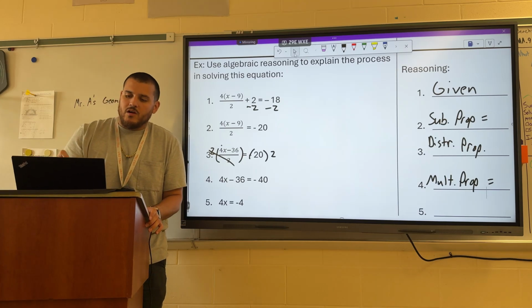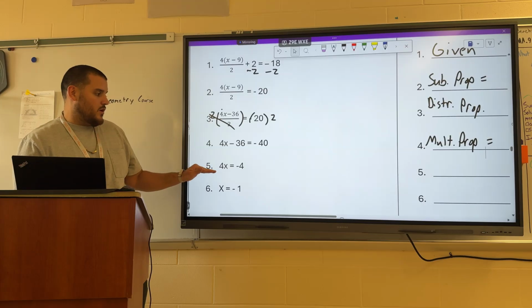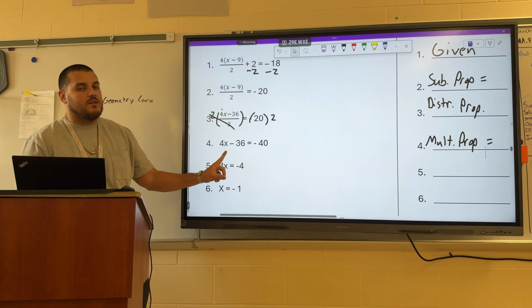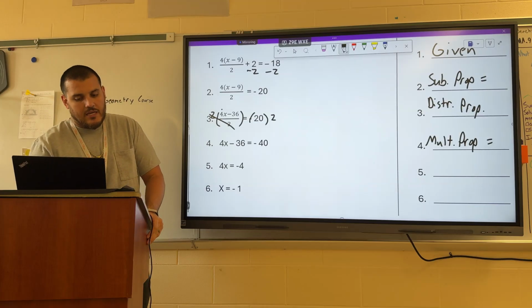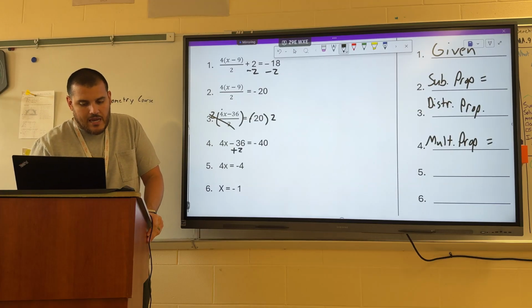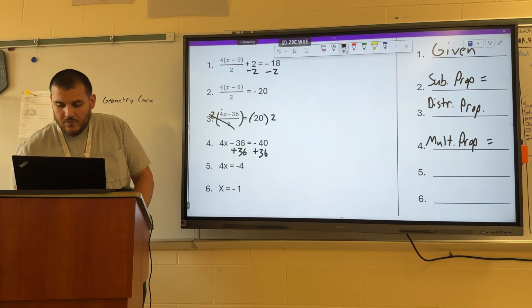All right, now we're on to the difference from 4 and 5. What changed from equation 4 to equation 5? Well, the negative 36 isn't there anymore. It had to have been moved to the right side of the equal sign. And we would accomplish that by adding 36 to both sides. So the reason 4x equals negative 4 is because of the addition property of equality.